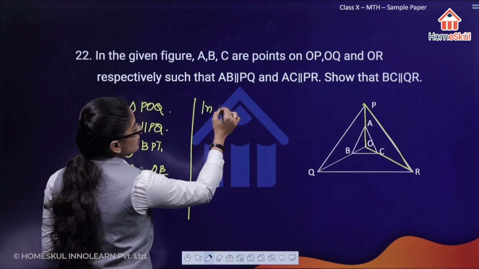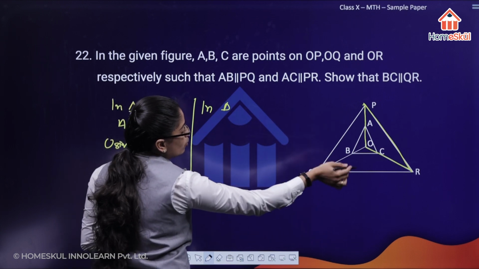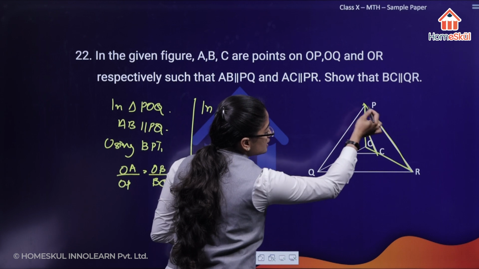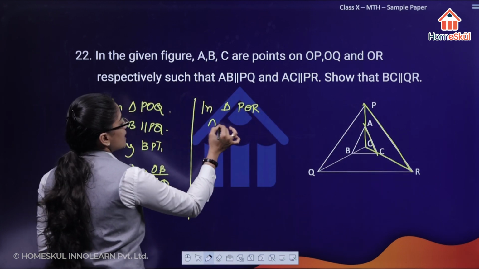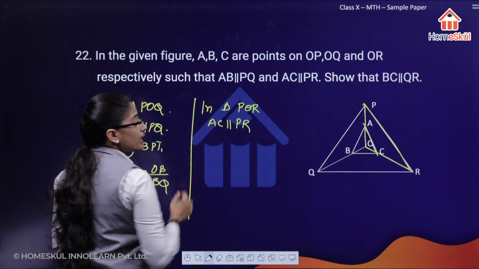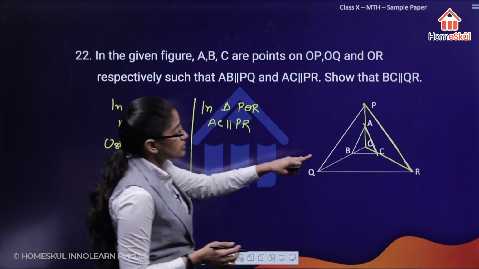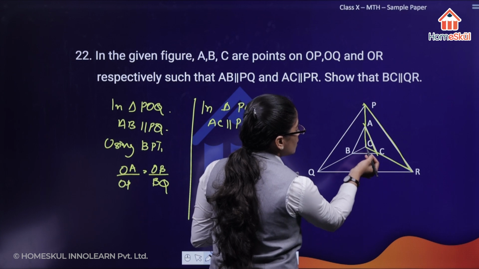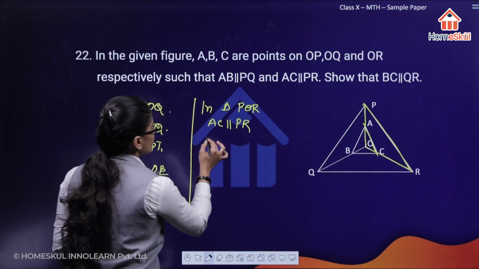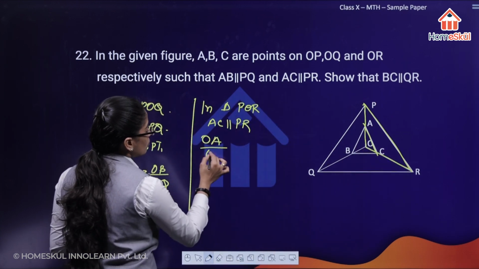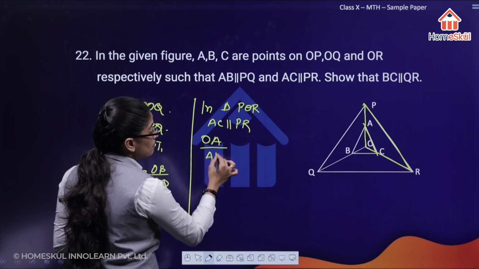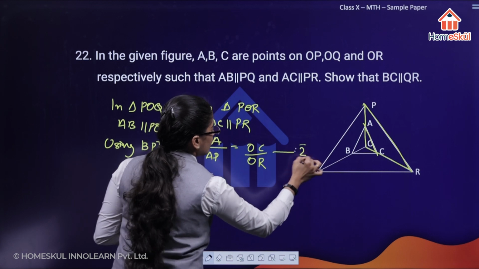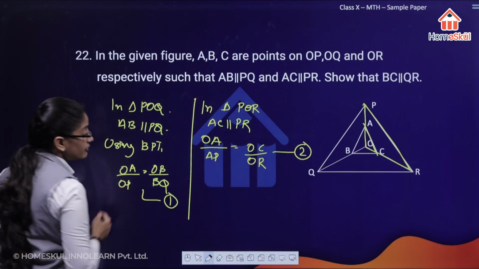here in the triangle POR, it is given that this AC is parallel to PR, isn't it? AC is parallel to PR. So again, using the BPT, basic proportionality theorem, we could say that OA by AP is equal to OC by CR, isn't it? This is the second equation and let the earlier one be the first equation.